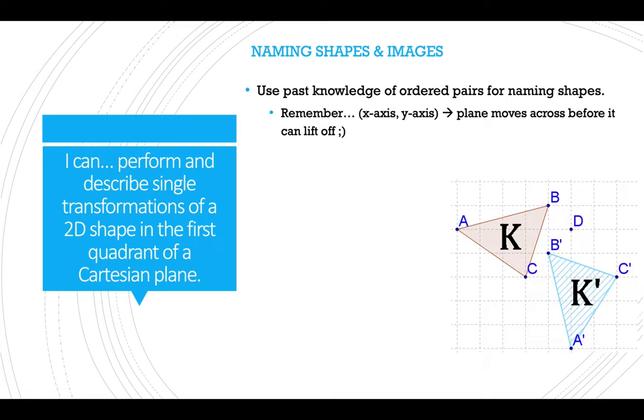Remember the x-axis, so it's x-axis first, and then y-axis. The plane has to move across before it can lift off. As I just said, you don't need to write that in, though, if you don't want to.